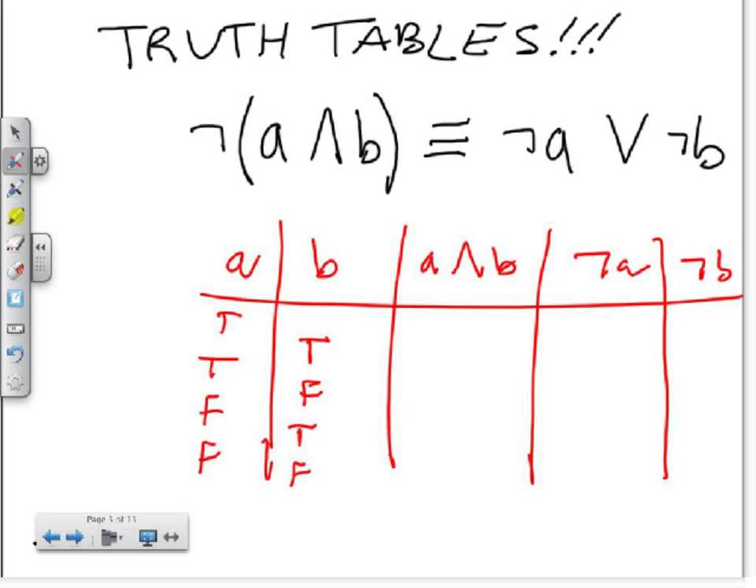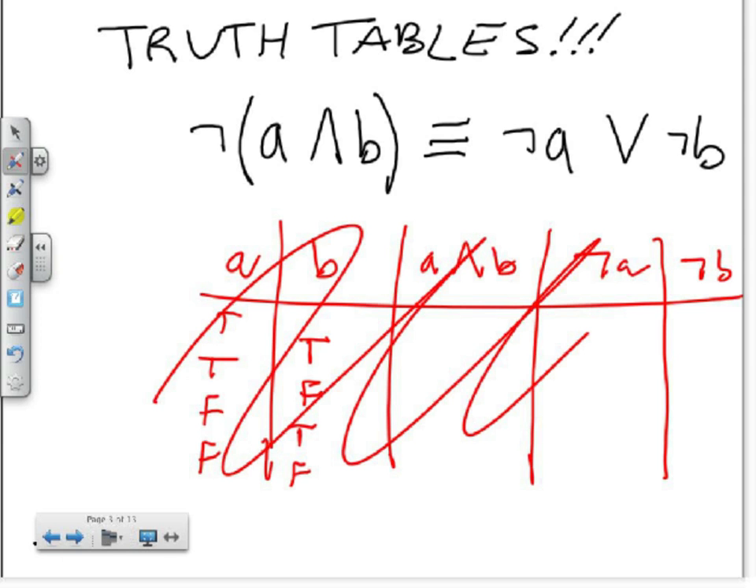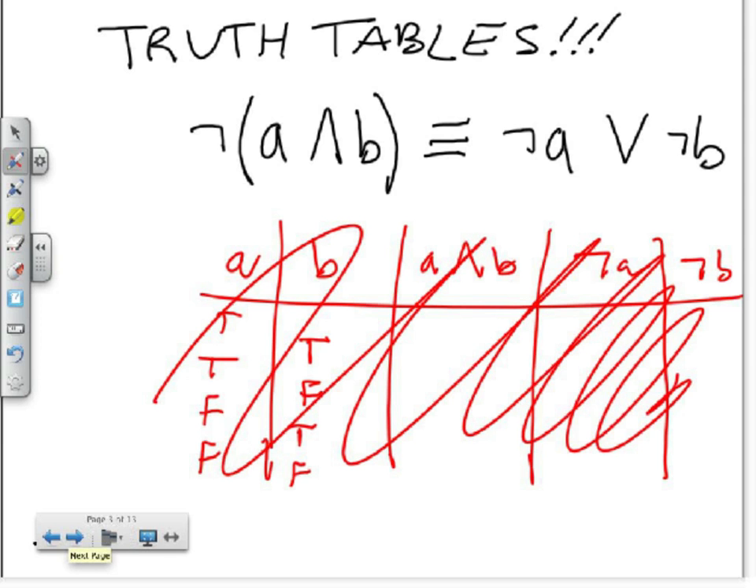Well, truth tables can show us that we can prove a statement's correct. It is a long and tedious way to do it, and, well, frankly, there is an easier way.